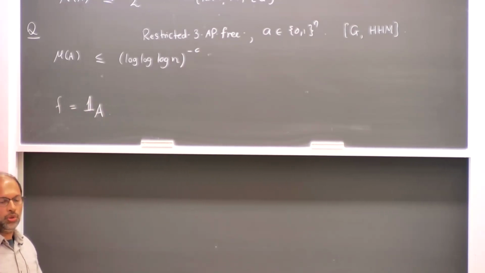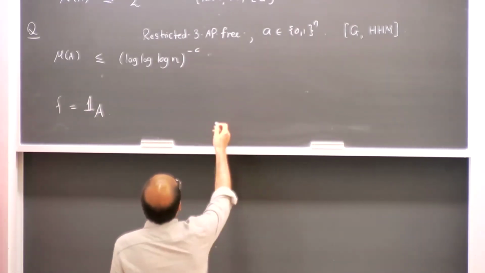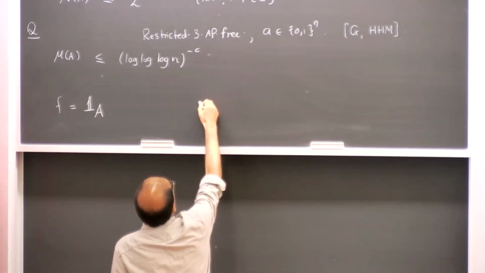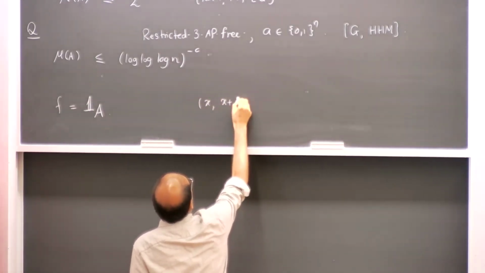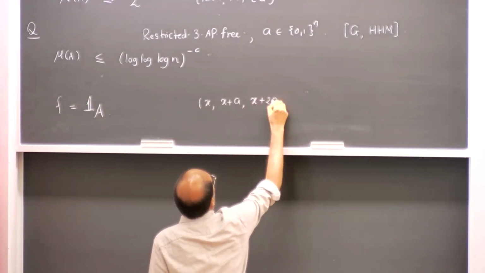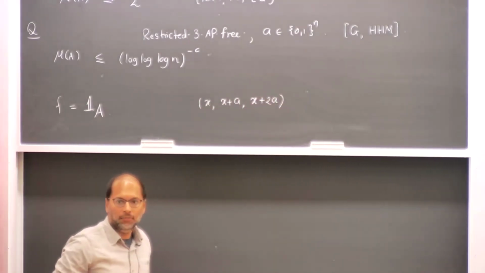Okay. So how do you choose a 3 AP at random? You simply pick x, x plus a, x plus 2a at random. x and a are random, right?